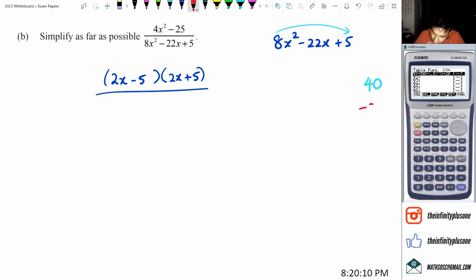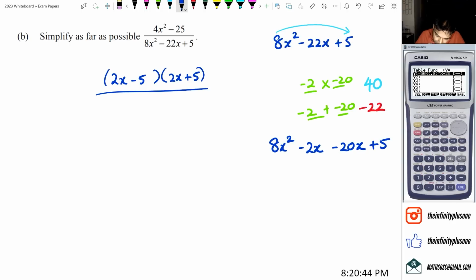And I'm looking for two numbers that multiply to positive 40 and add up to negative 22. Now I know in this case it's negative 2 and negative 20, because negative 2 times negative 20 is 40, and negative 2 plus negative 20 is negative 22. So then I am going to replace the negative 22x with negative 2x negative 20x plus 5.